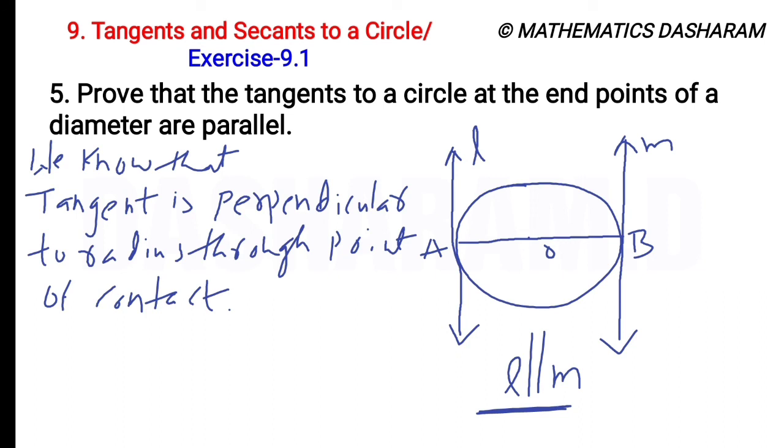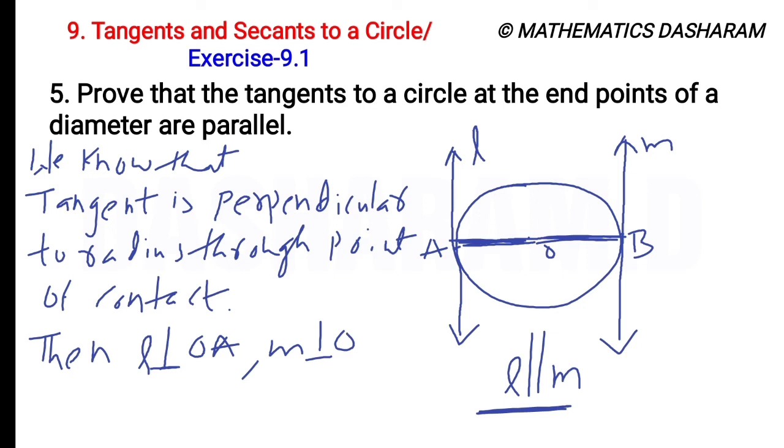As per the theorem, the tangent is perpendicular to the radius through the point of contact. So L is a tangent, its point of contact is A, and OA is a radius, so L is perpendicular to OA. Similarly, one more tangent, that is M, its point of contact is B and OB is a radius. So M is perpendicular to OB.